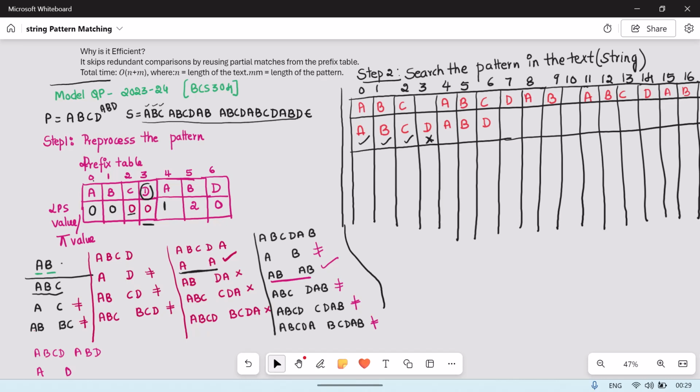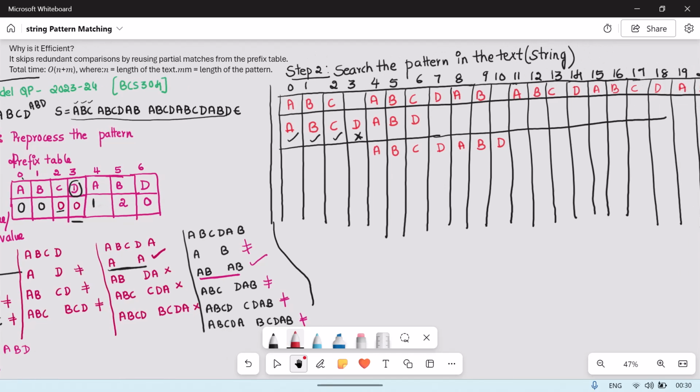Now, one more important thing is, when you're pointing everything, if the mismatch comes at the first index, what you do is, remember this, wherever the mismatch happened, from there you leave one space and write your pattern. What is that pattern? So A, B, C, D, A, B, D, like this. I hope it is clear.